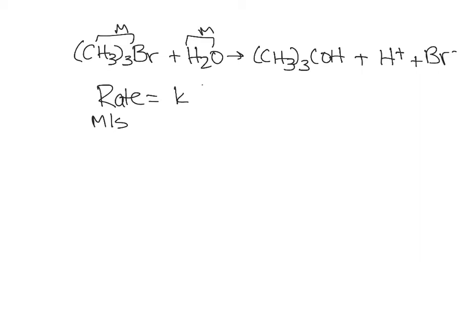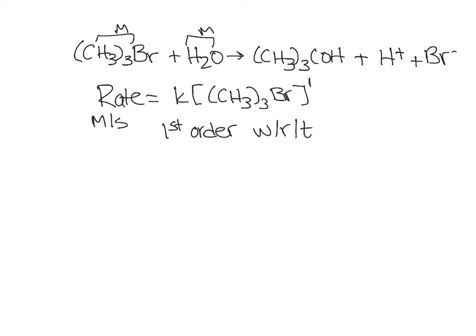The rate just ends up being K times whatever the concentration of the bromomethane is. You notice the water doesn't actually show up at all. So what that means is that the exponent for bromomethane is 1, right? So we would say that this reaction is first order with respect to, and by the way, w.r.t. means with respect to, bromomethane.